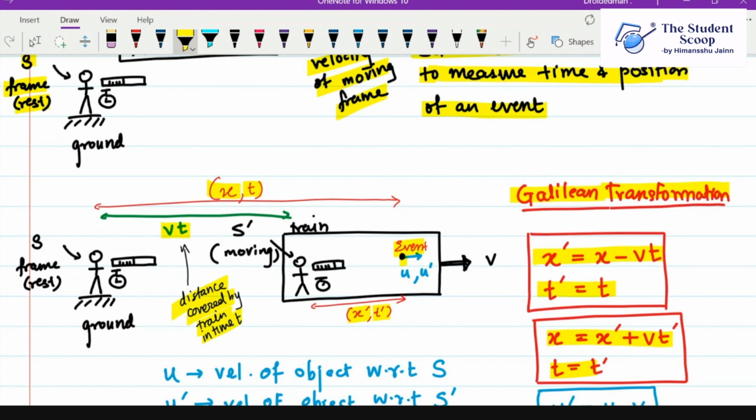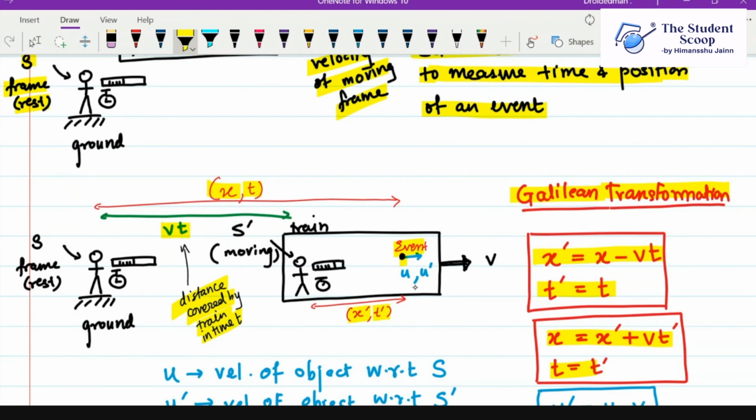Just to give an example, imagine you are moving at 30 kilometers per hour and a car next to you is moving at 50 kilometers per hour. The speed of the car next to you, from your perspective, will be 50 minus 30, which is 20 kilometers per hour. So we subtract whenever we are trying to find the relative velocity. This can also be done in the Galilean transformation.